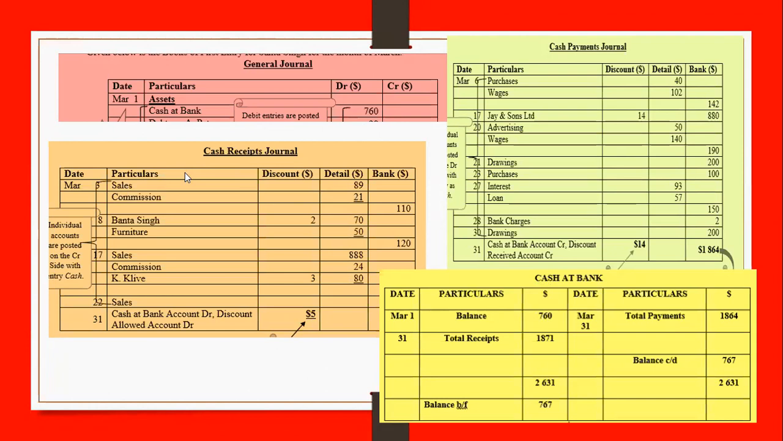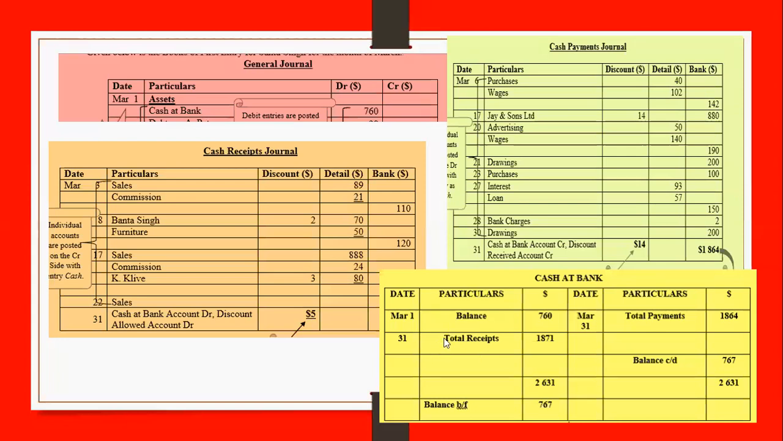Therefore, we are going to post the total of the cash receipts journal. Rule: total debit, entries credit. Since we are going to post the total, we will use the rule total debit. That is why you can see on the debit side, I have total receipts.